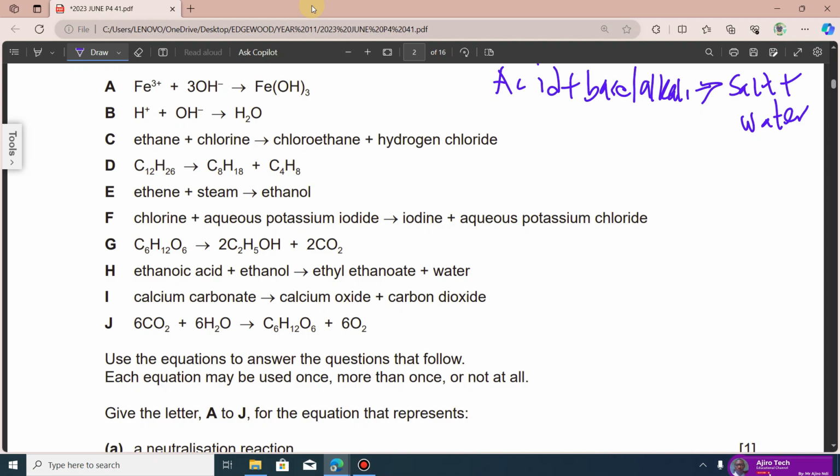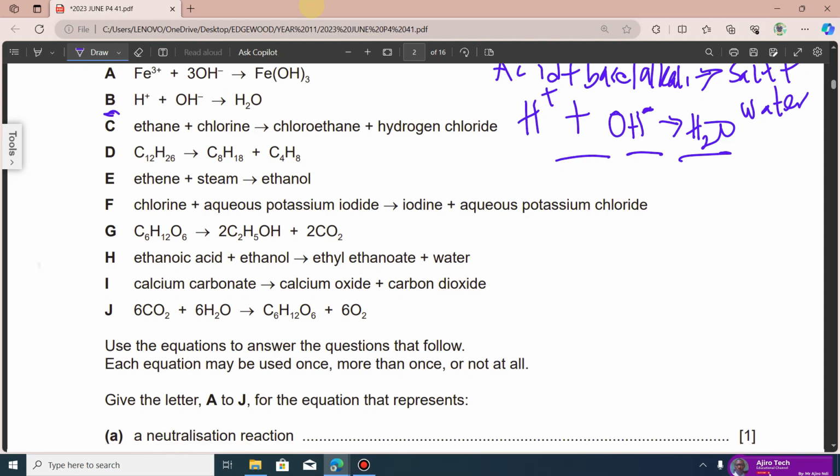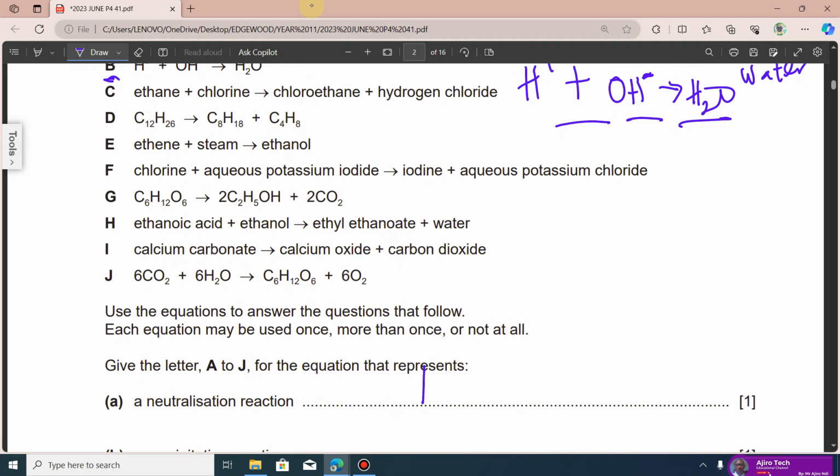What happens is that the acid donates a proton, and then the base or the alkali receives the proton that is donated. Of course, they contain the hydroxide ion, and then it forms water. So this is the ionic equation for a neutralization reaction. By the time we look at everything involved here, we see that B is the correct answer to this question. So all we need to do is just write B here.